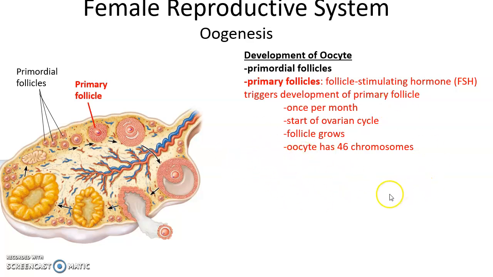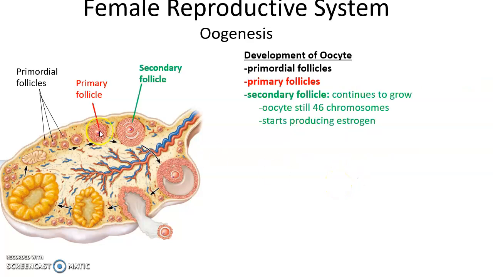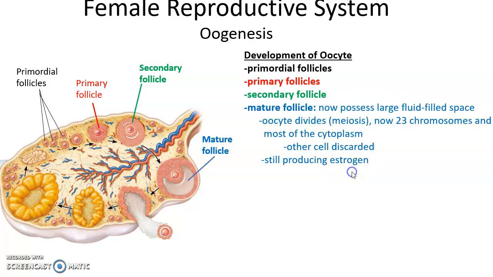Again, this happens about once per month, is the start of the ovarian cycle, and at this point we still have 46 chromosomes in the oocyte. It has not entered meiosis yet. The follicle will continue to grow and become what's called a secondary follicle, becoming larger, with more cells outside of the oocyte growing and developing, and also starting to produce the hormone estrogen.